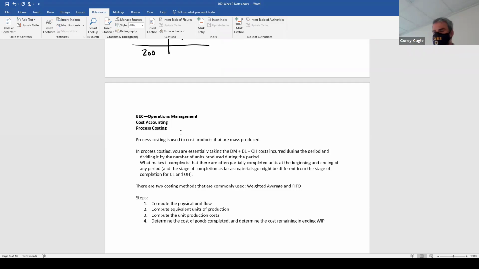But anything mass produced, that's what we're doing here. So let me tell you this, in a nutshell, process costing is simply taking all the cost of, let's just say a month. All the material, labor, and overhead you spend in a month divided by all the product that you produce during the month. That's really what process costing is.